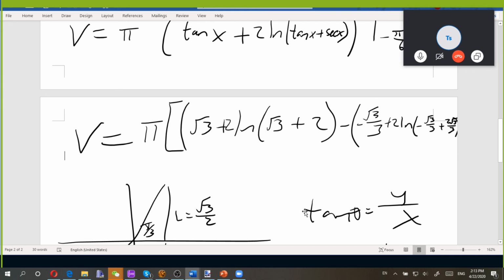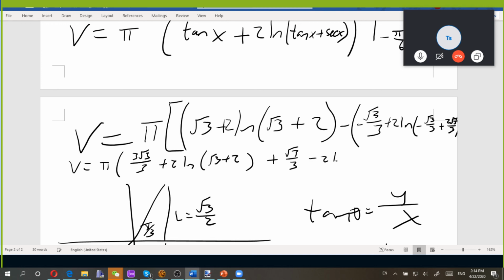All right. So we'll simplify what we can. This is the same thing as pi times 3 root 3 over 3 plus 2 natural log of root 3 plus 2, minus negative, so that's plus root 3 over 3, minus positive, minus 2 natural log of negative root 3 over 3 plus 2 root 3 over 3 is root 3 over 3.